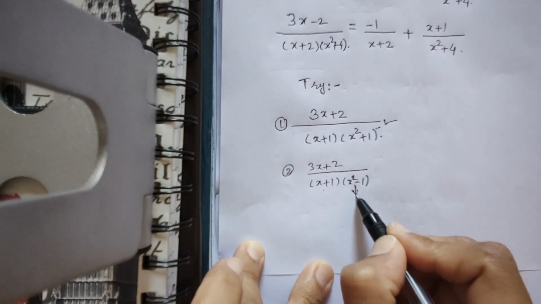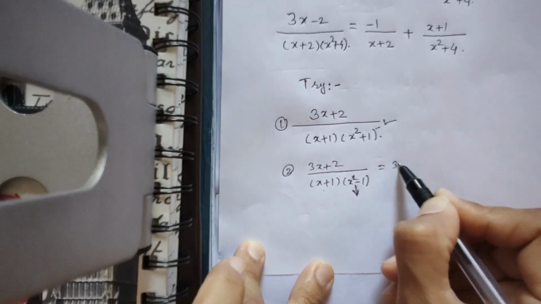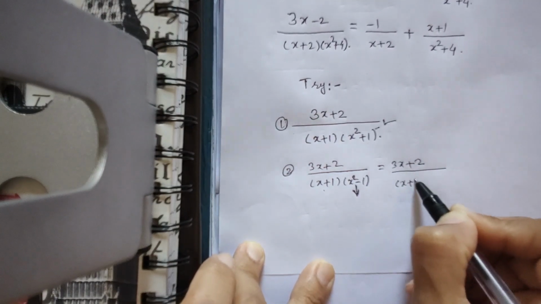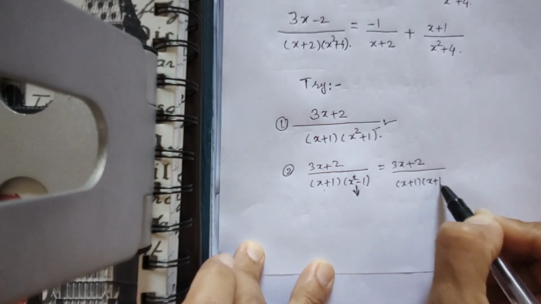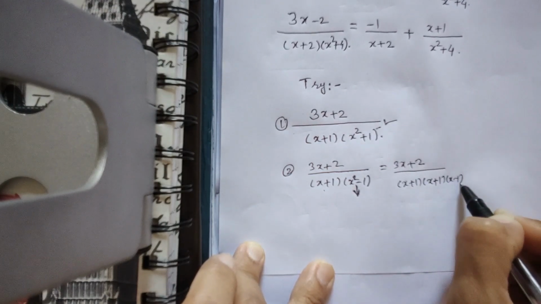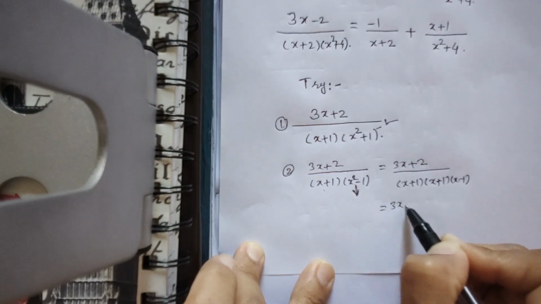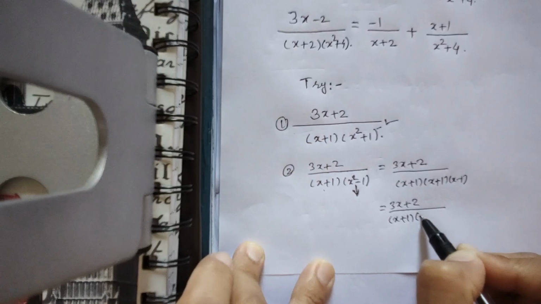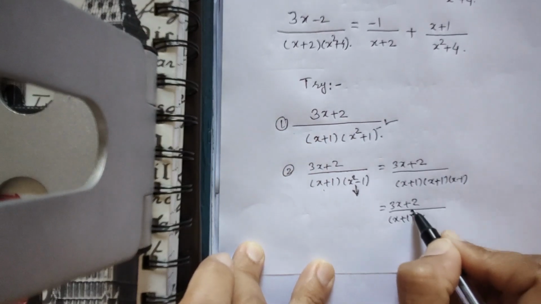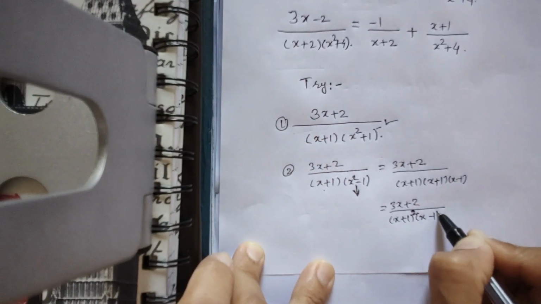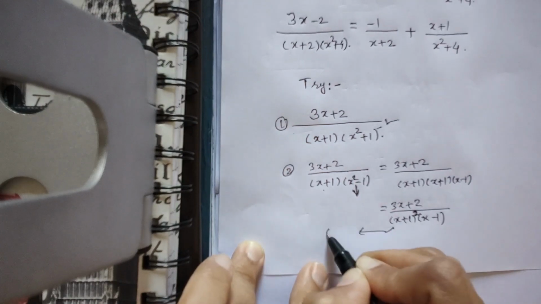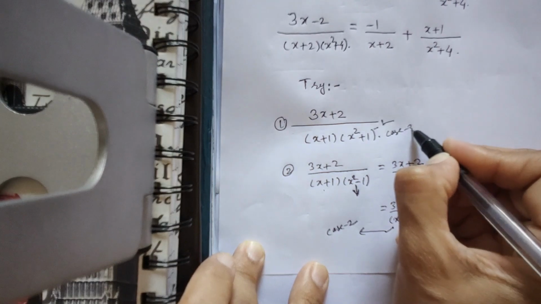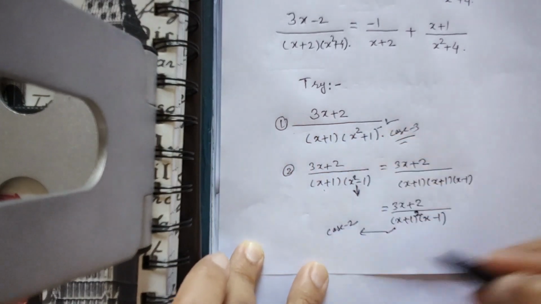So you can write this as 3x plus 2 upon x plus 1 into x plus 1 x minus 1. So this will become 3x plus 2 upon x plus 1 into this x plus 1 is square into x minus 1. So this will be your case 2, and this will be case 3. Okay, so just resolve it.